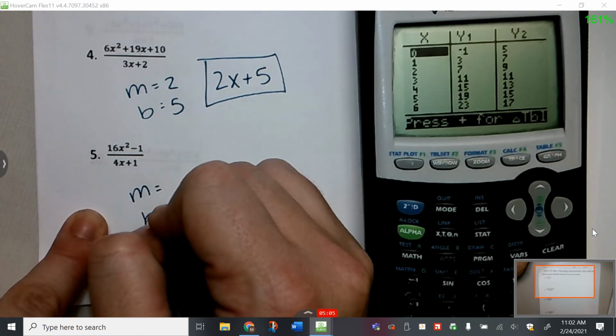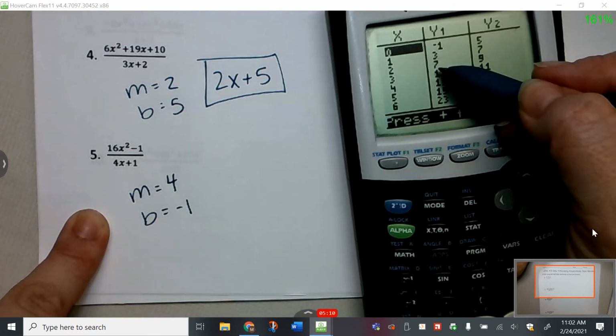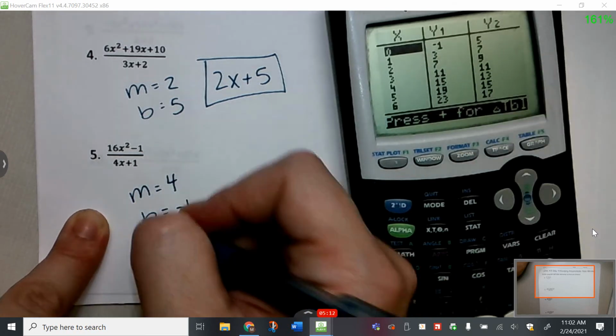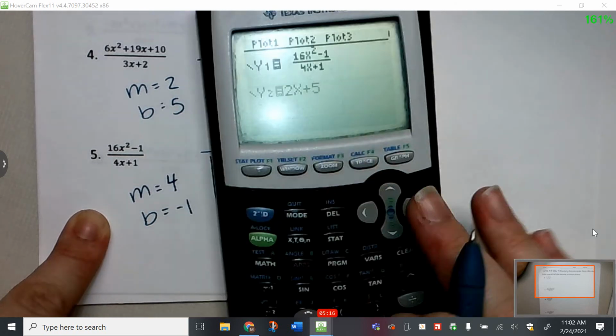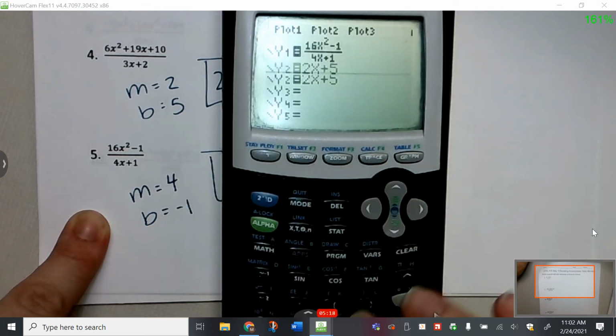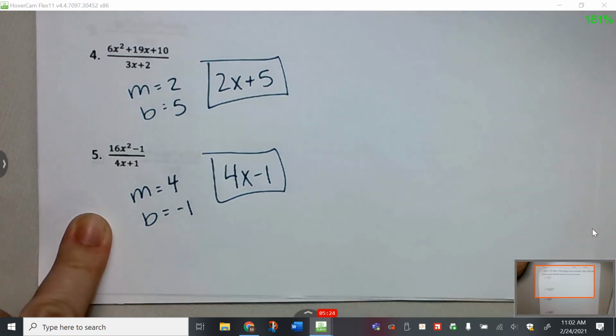And it's actually going up by 4, because 3 plus 4 is 7, 7 plus 4 is 11, 11 plus 4 is 15. So 4x minus 1 should be my answer. And they match, so it's correct. Okay.